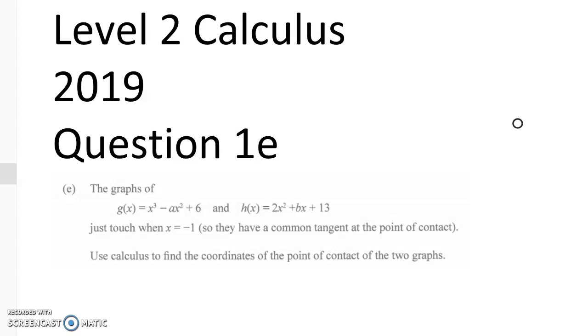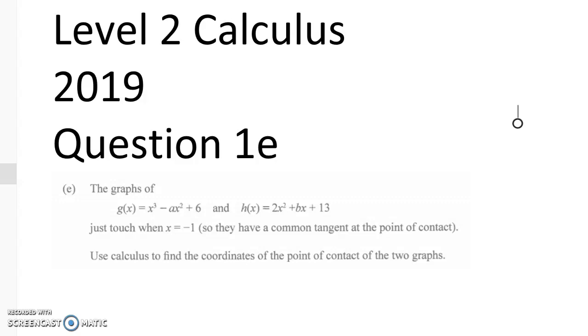This is the first question I'm doing from this year's calculus paper. So this is question 1E. And if you read it carefully and think before you launch in, hopefully you'll see that it's not too bad for an excellence question. We've got two equations here.